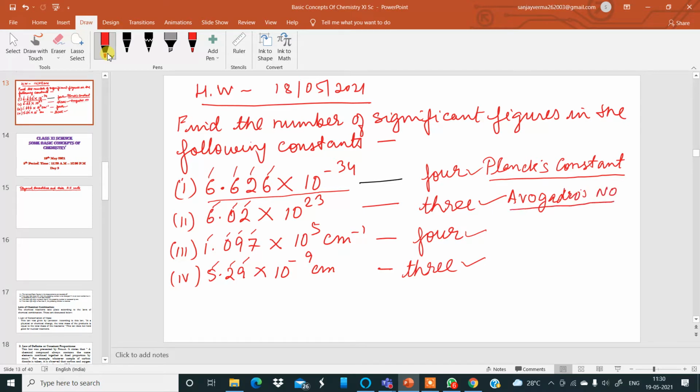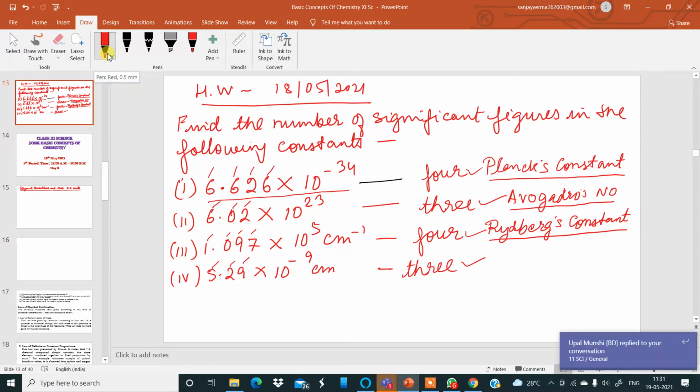Look at the third number over there. 1.097 into 10 to the power of 5 per centimeter. This number is also a constant. It is called Rydberg's constant, R-Y-D-B-E-R-G-S. The fourth number is 5.29 into 10 to the power of minus 9.